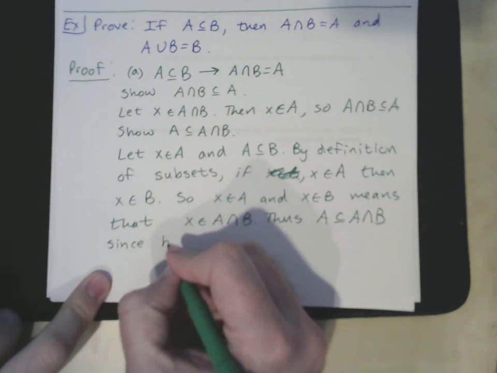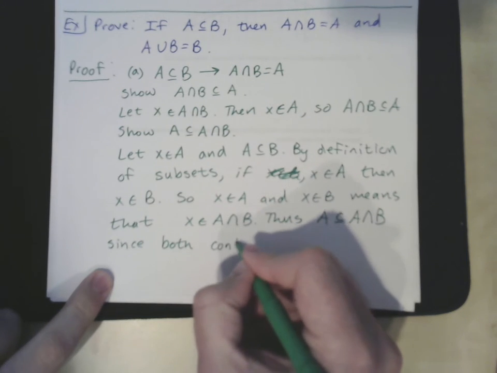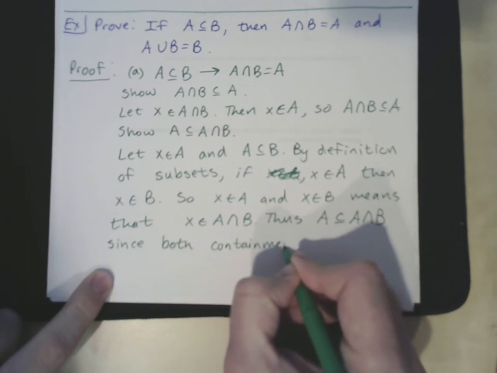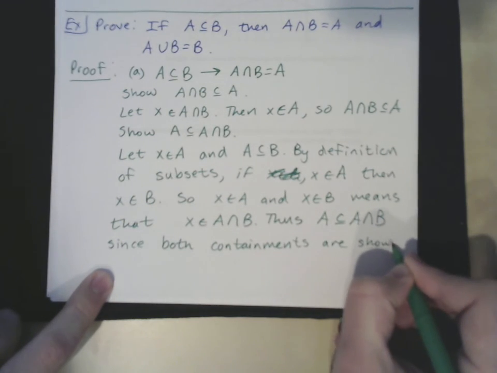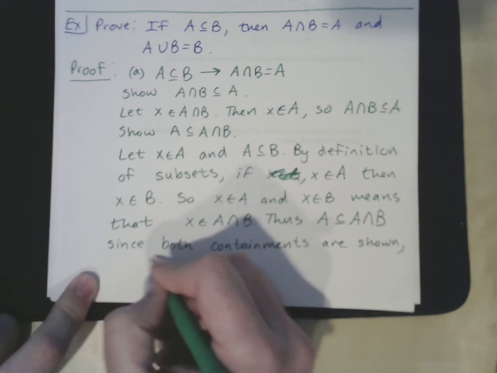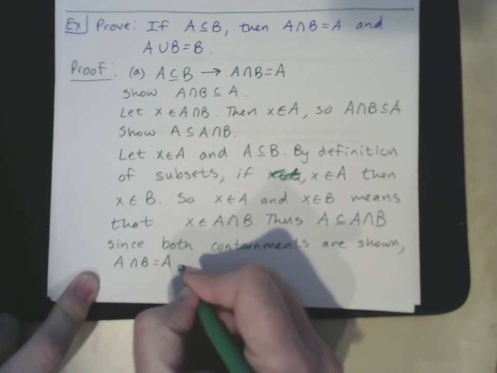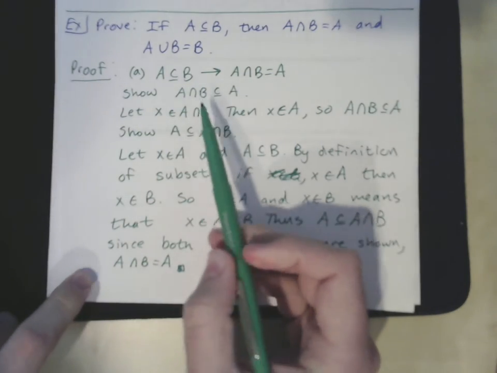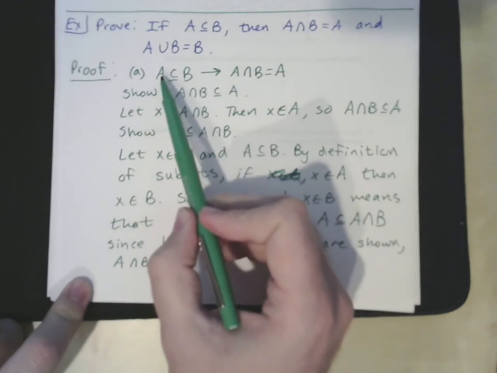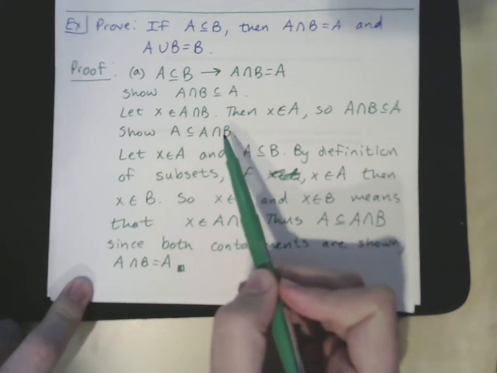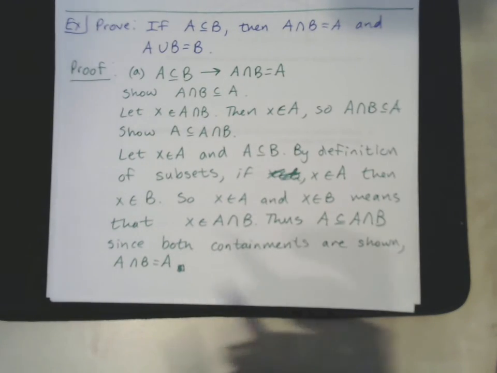So one way you'll see this is containments. So since both containments are shown, A intersect B equals A. Because that's really what we're talking about when we say subset. We're saying that A is contained in this set. A is contained in B, A is contained in A intersect B, A intersect B is contained in A. So you'll see this phrase a lot.